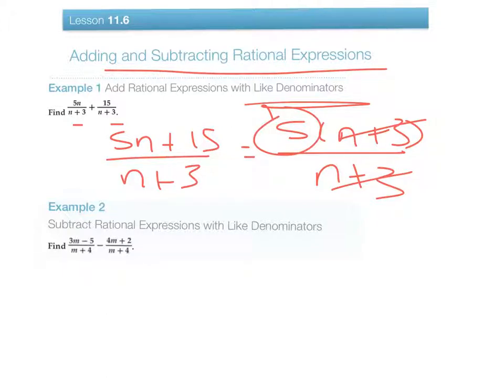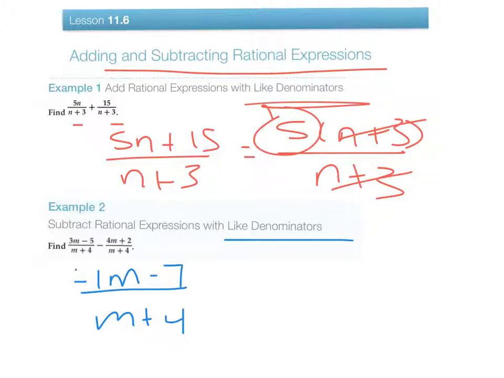So let's look at other expressions, but we're going to subtraction, like denominators, but we're going to subtract. So I'm going to keep my denominator the same, and I'm going to subtract. So if I take 3m and minus 4m, I'm going to get a negative 1m. If I take a negative 5 and subtract 2, I'm going to get a minus 7. And since that problem has no factors, this would be my answer.